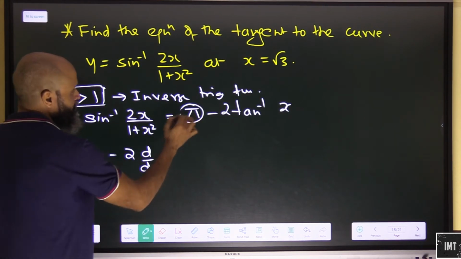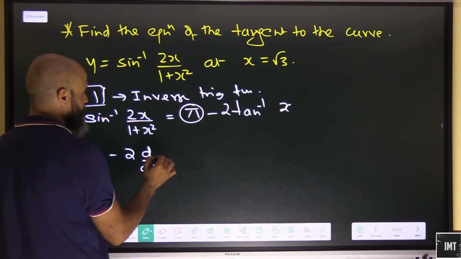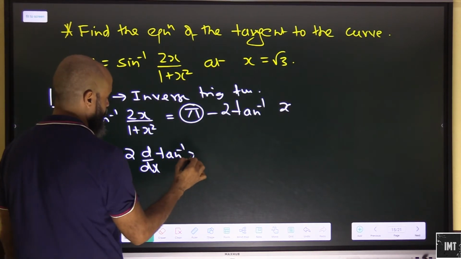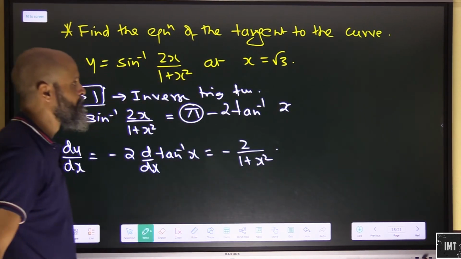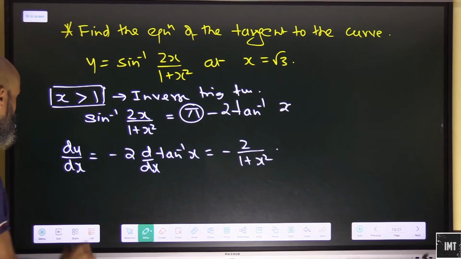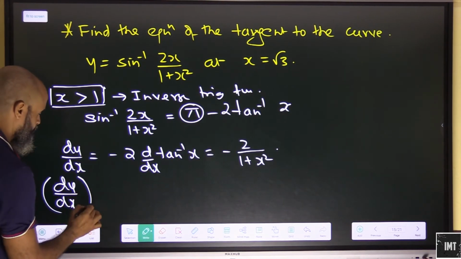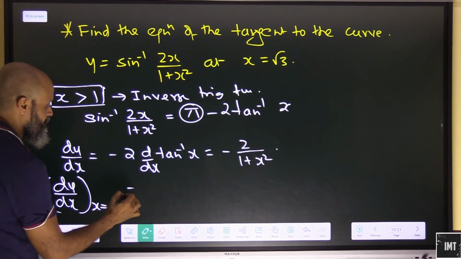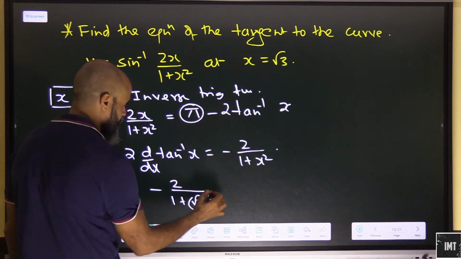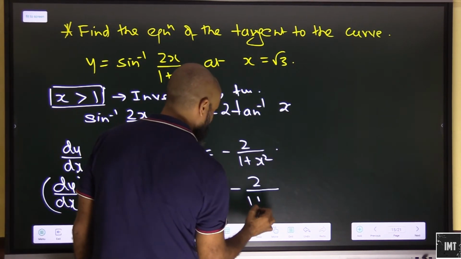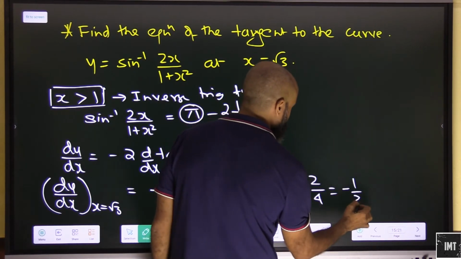Obviously, differentiation of a constant is going to give us 0. Now, d by dx of tan inverse of x will be minus 2 upon 1 plus x square. So if we write dy by dx at x equal to under root 3, this will be minus 2 upon 1 plus under root 3 square, which is minus 2 upon 1 plus 3, that is minus 2 upon 4, so that's going to be minus 1 by 2.